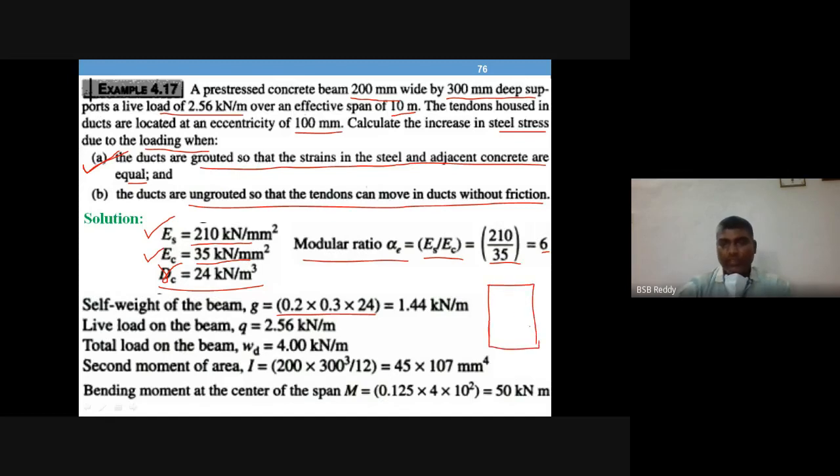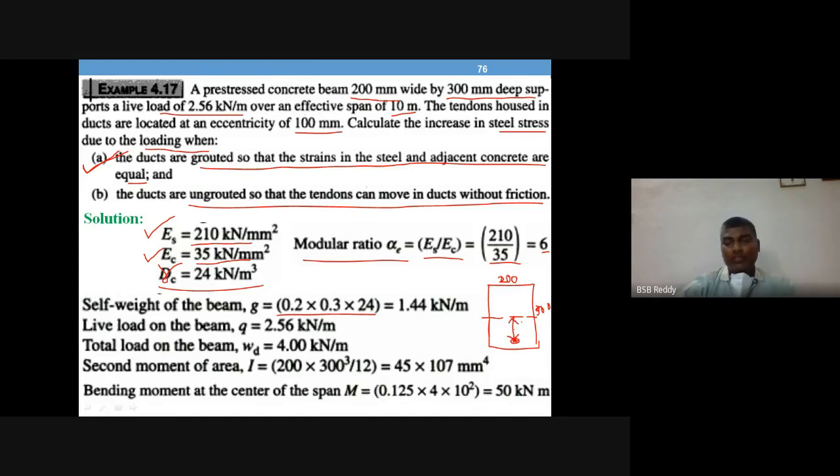Okay, so this is 200 mm, this is 300. Where the tendons are placed, there is a 100 mm eccentricity. I mean, this location is the location of the duct provided. Okay, 100 mm is the eccentricity.